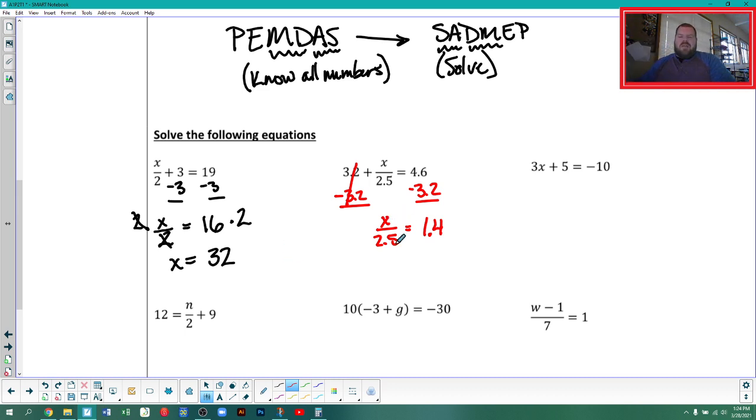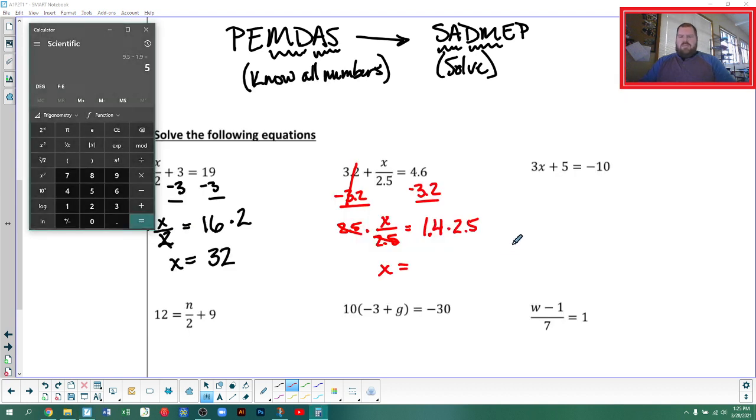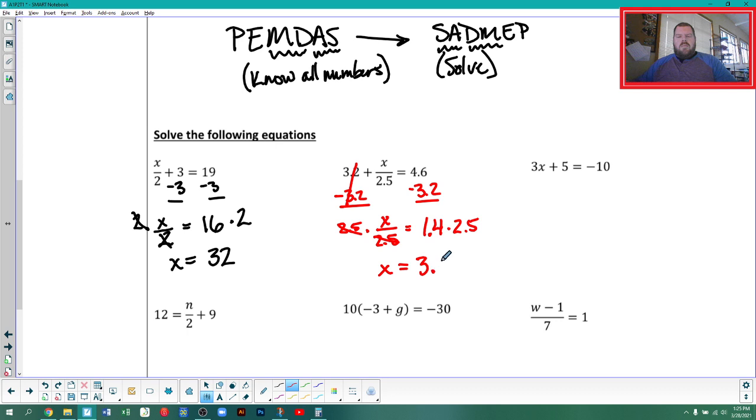Okay. Now I deal with this division. I want to undo the division. I undo division with multiplication. I'm going to multiply by 2.5 on both sides. Might be best to use a calculator at this point. 1.4 times 2.5, and we get 3.5. And that's my answer. Okay. I would like it if you'd throw a box around your answers, just so we know where our problem ends.